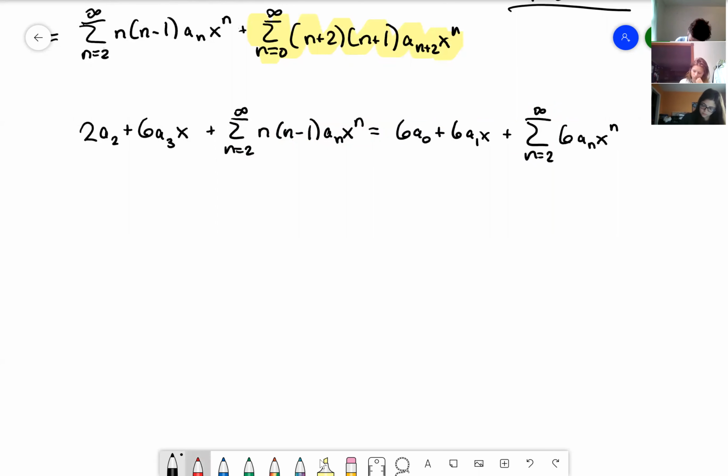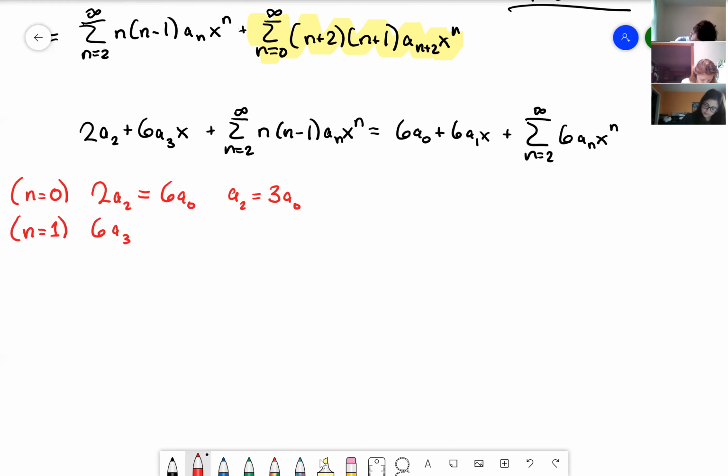All right, so we'll do the constant terms. 2a2 equals 6a0. In other words, a2 is equal to 3a0. So that's the constant terms. Now the linear terms, 6a3 is equal to 6a1. In other words, a3 is equal to a1.